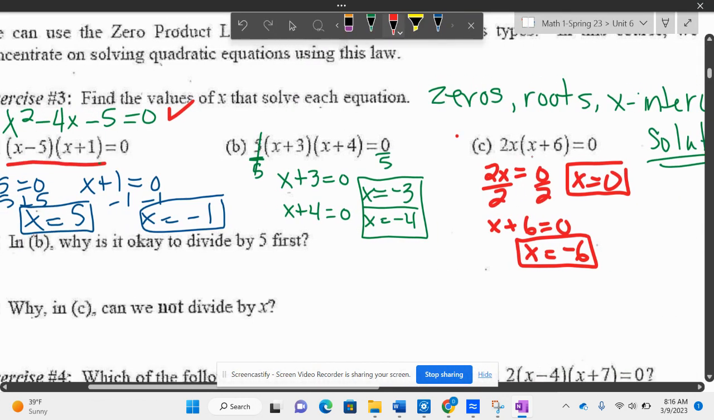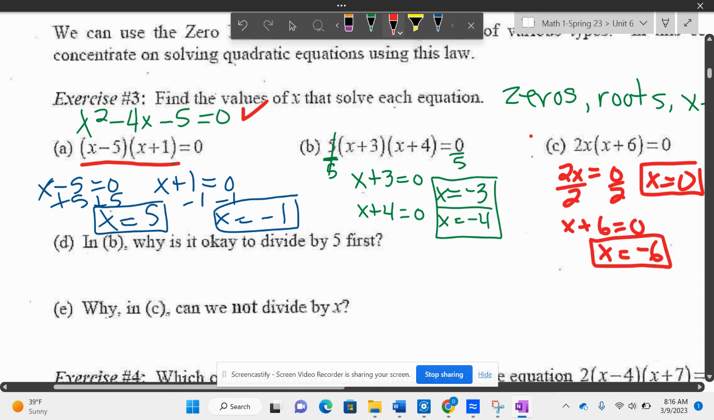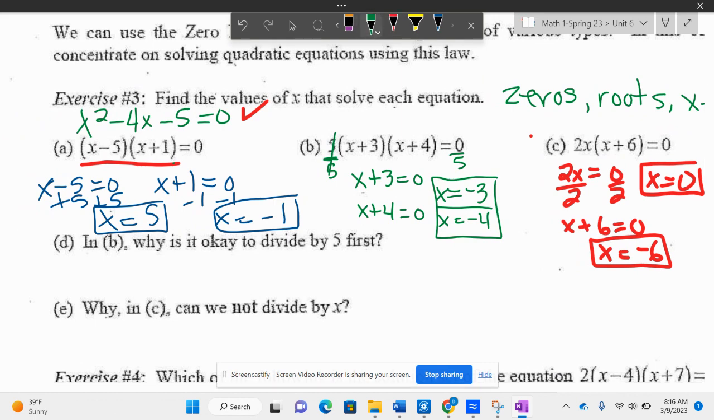I think we have one more example over there. Yes? No? Okay. So it has a couple of questions for us. It says, in example B, why is it okay to divide by 5 first? Why did we divide by 5 first? Yeah, we were trying to isolate the factors, and it's okay to divide by 5 because 0 divided by 5 is still going to equal 0. Yes, that's why it's okay.